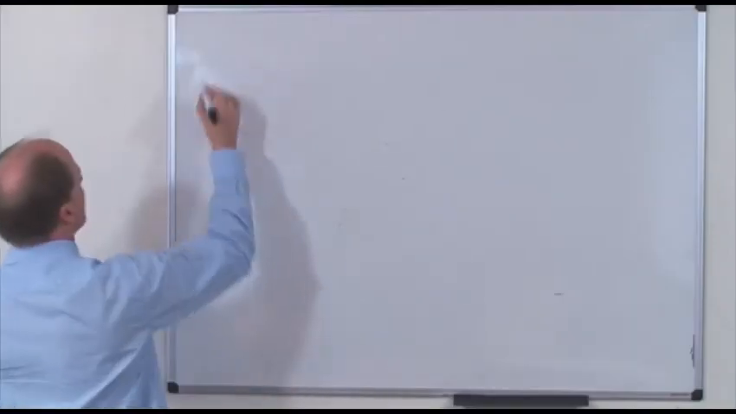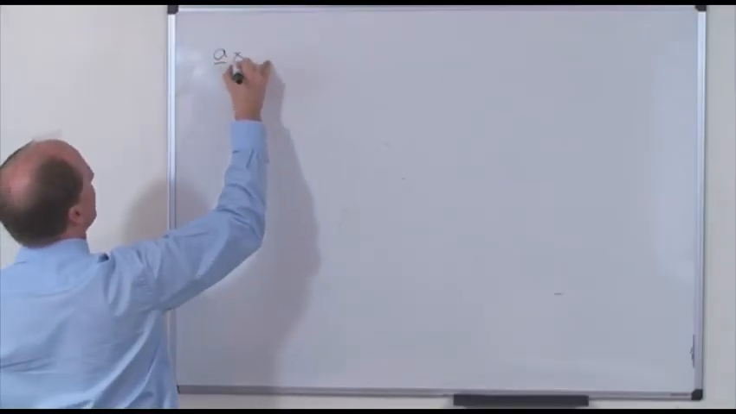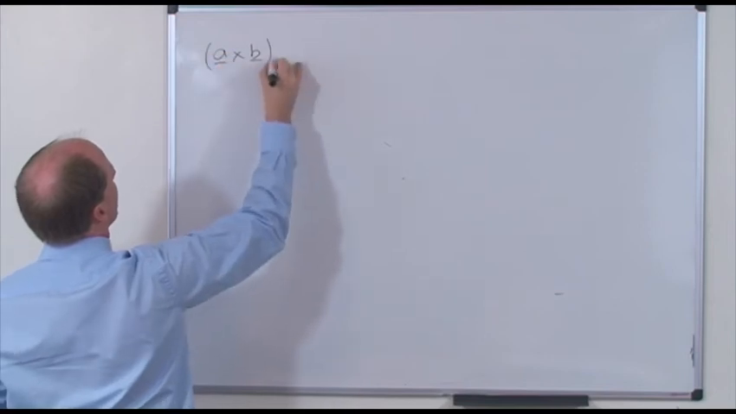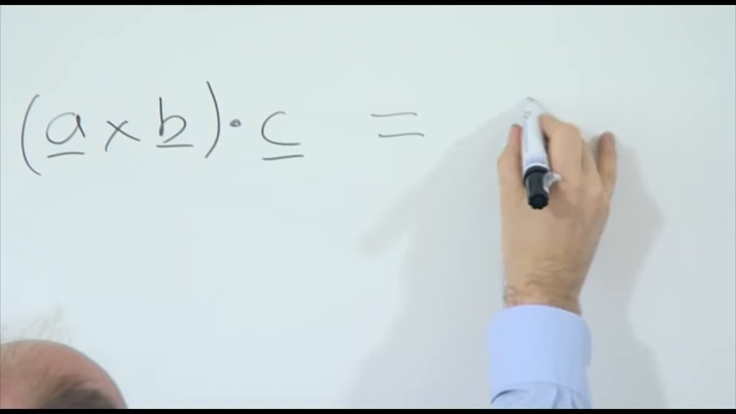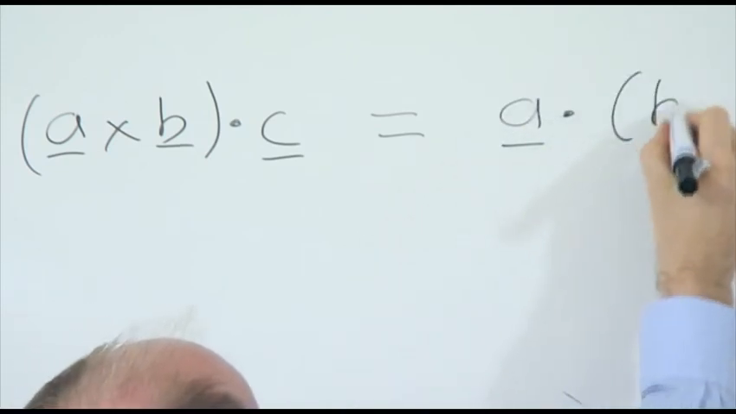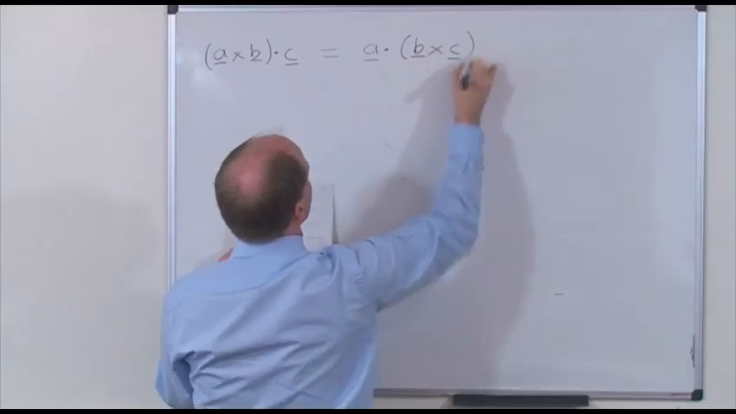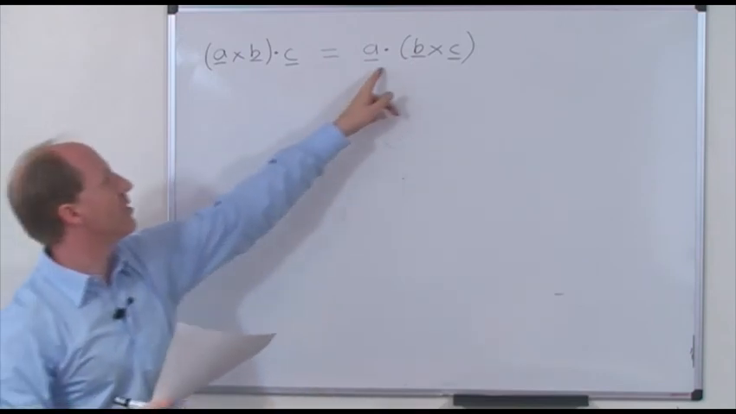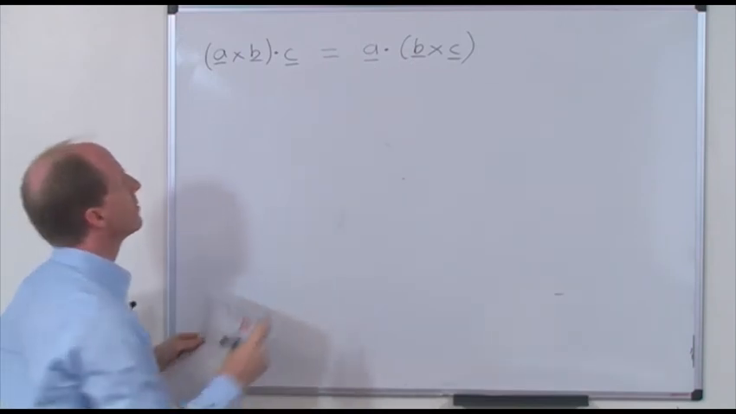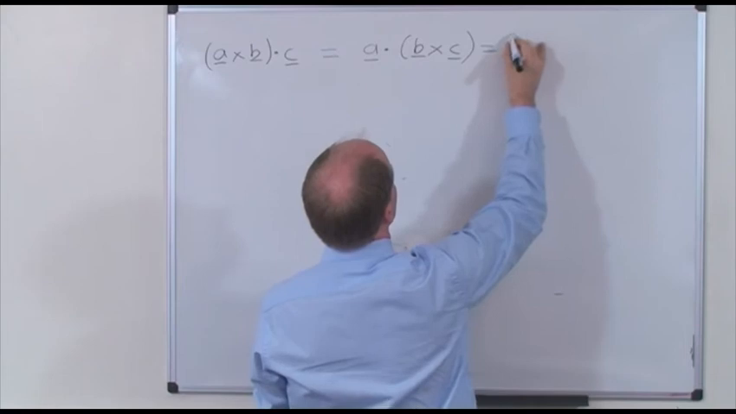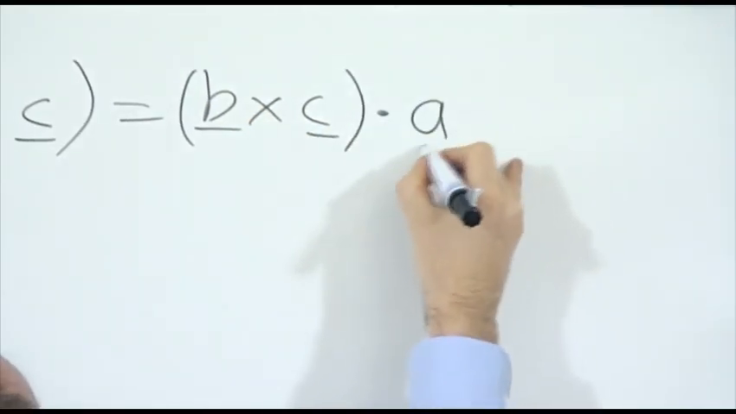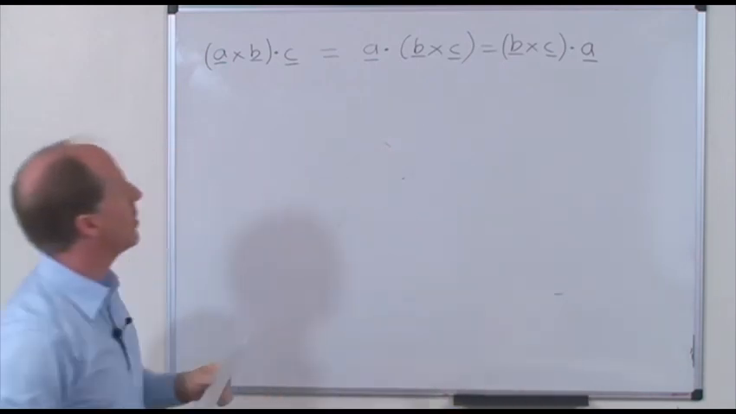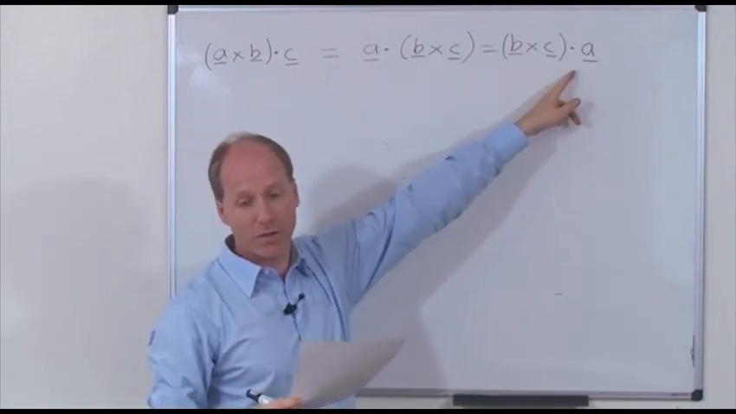Combining together all these symmetries, we have A cross B dot C is equal to A dot B cross C. So we can swap the dot and the cross around, which is equal to B cross C dot A, using the symmetry of the dot product.